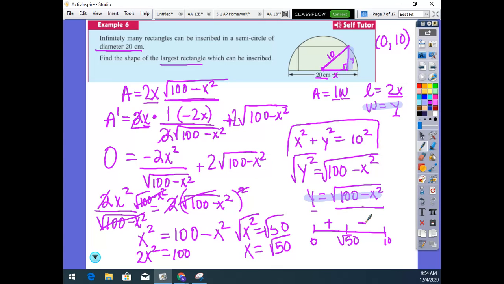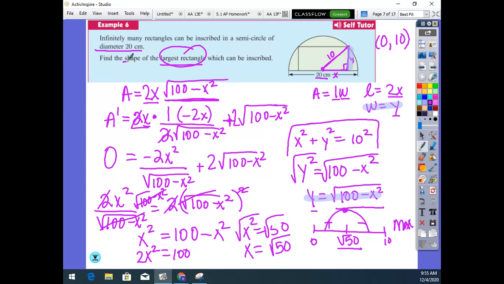Now, say that you're not really sure. I mean, say that you get through some of this and get some answers here, but you're like, oh gosh, I don't know what to do. We're trying to show this is the largest. This is kind of cheating a little, but largest means we need a max. So you're going from increasing to decreasing. Therefore, the square root of 50 is a max.